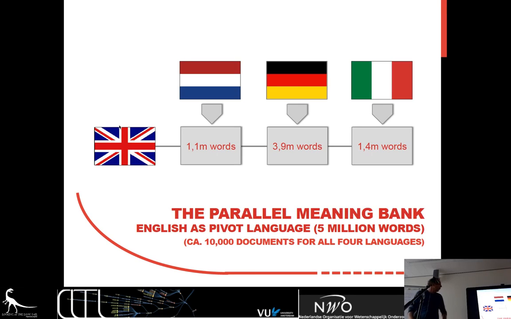So nice. And we got a lot of words now. We've got about 10,000 documents for all the 4 languages. And it's very hard to get parallel text for all the 4 languages all the time. But for English, we've got 5 million words. In total, we've got about 11 million words.